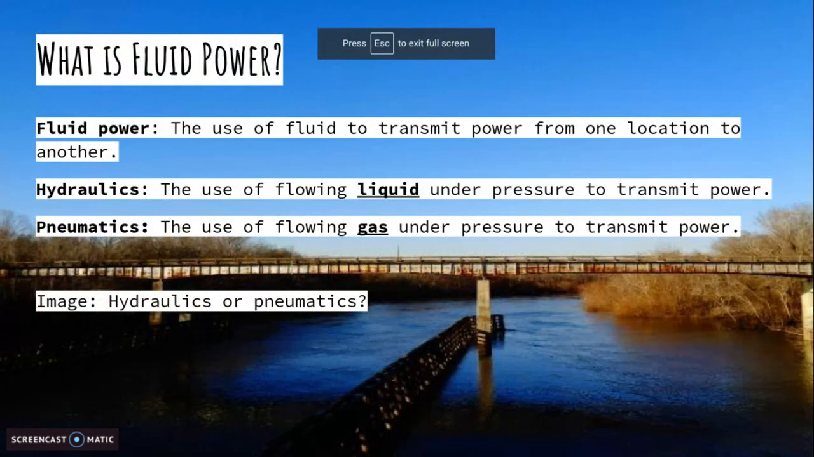So, what is fluid power? It's the use of fluid to transmit power from one location to another. It's basically you're utilizing the fluid and you can transmit power. It's kind of straightforward. And then hydraulics is the use of flowing liquid under pressure to transmit power. And pneumatics, you don't say pneumatics. That's like pneumonia, no P. You use gas under pressure to transmit power.